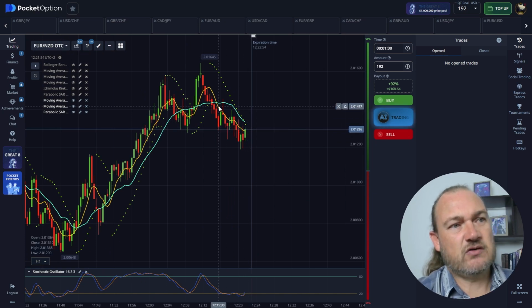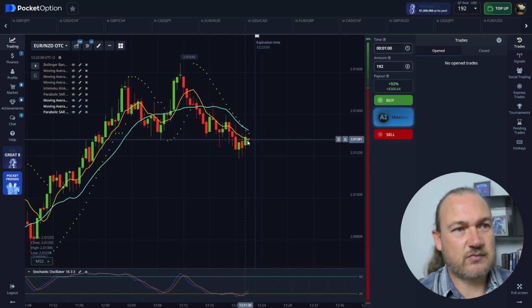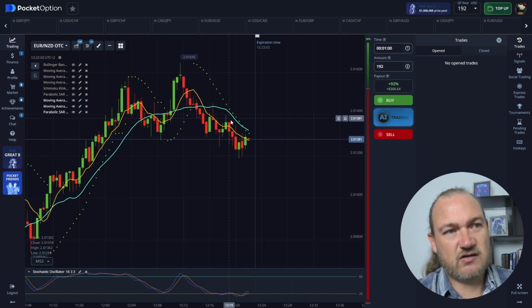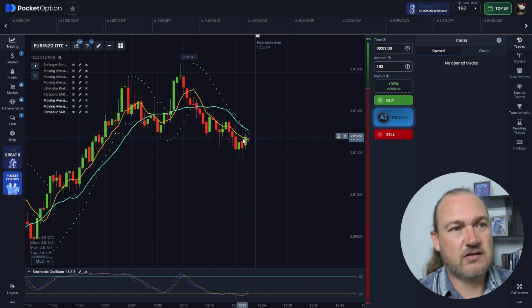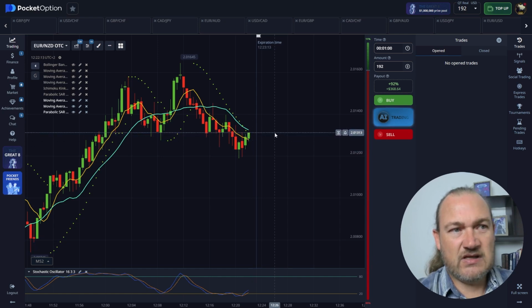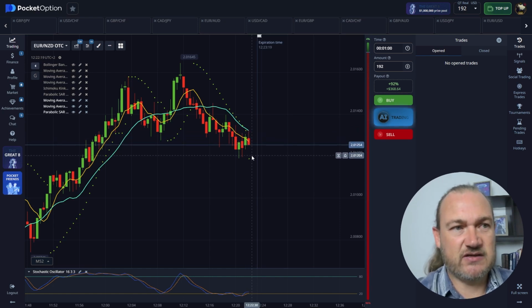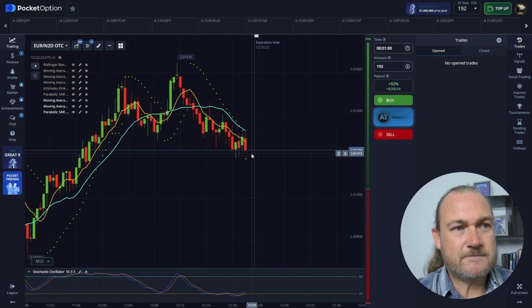Okay, so we are in a downwards move. Price is making new lows, and my moving averages are quite far away from each other. They are not closing in at the moment, and there's a very good chance we're going to break the parabolic stop and release here. Let's see if we do. There we go, we did break it. Now we're going to sit and wait and see if we break it to the downside. If we do break this to the downside, we're going to enter a sell trade.